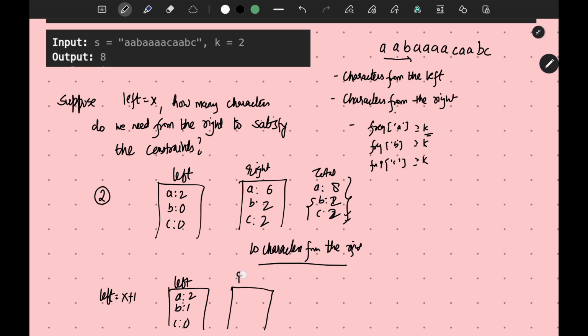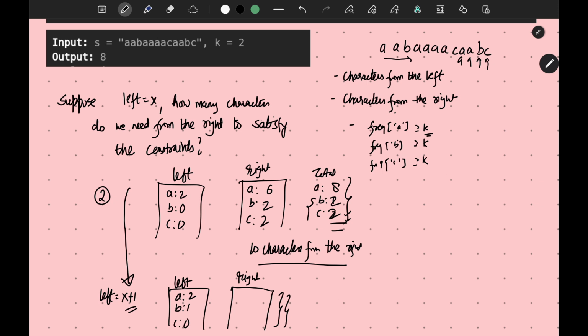And now how many characters do we need to take from the right? Again we would do the very same thing. We would go through each character one by one from the right until this constraint is satisfied. Okay, but isn't it repetitive work? For x we did the same thing, and for x plus 1 we are also doing the same thing. Is there a way to determine this from the previous approach?